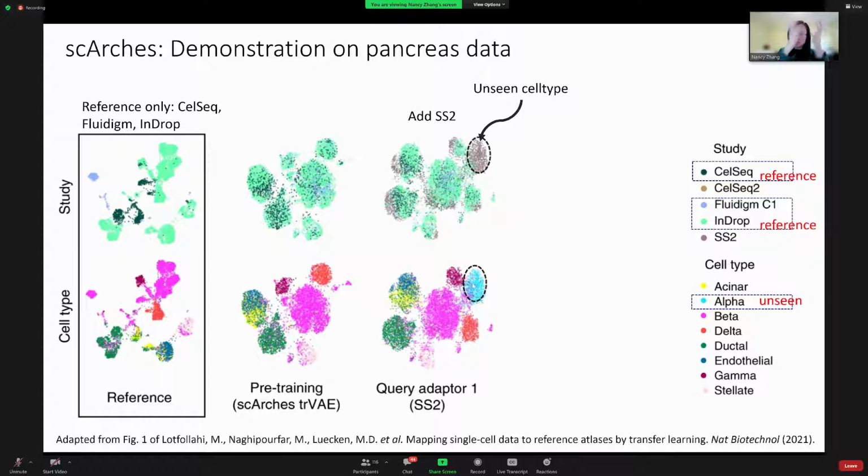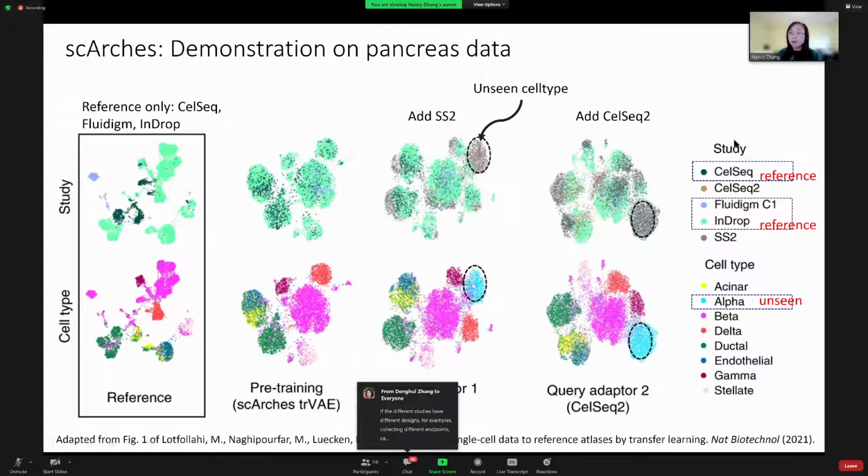Okay, so they lie on top of each other now, right? The gray and the green. But the unseen cell type stood out on its own, which it should, because it shouldn't get aligned to only the seen cell types. And same thing with the other study that they left out.